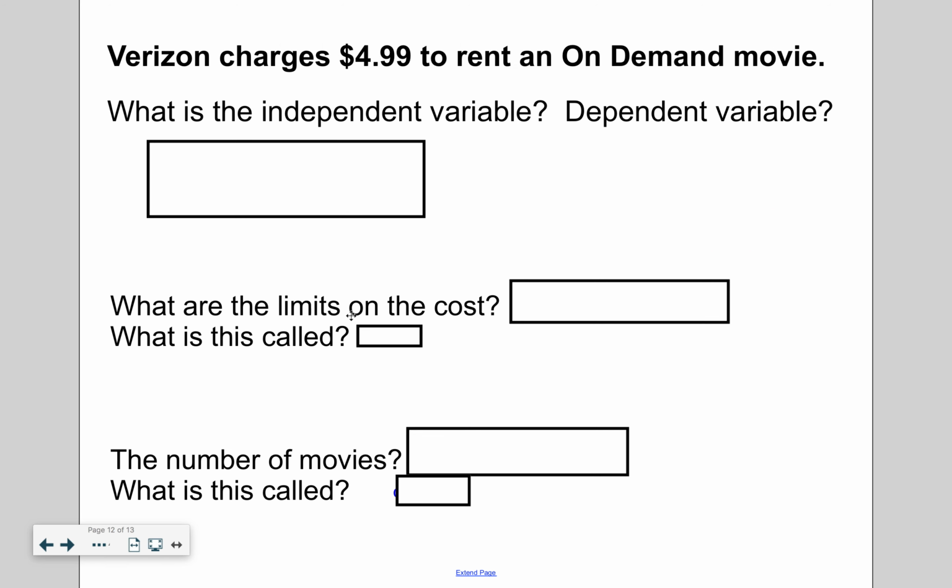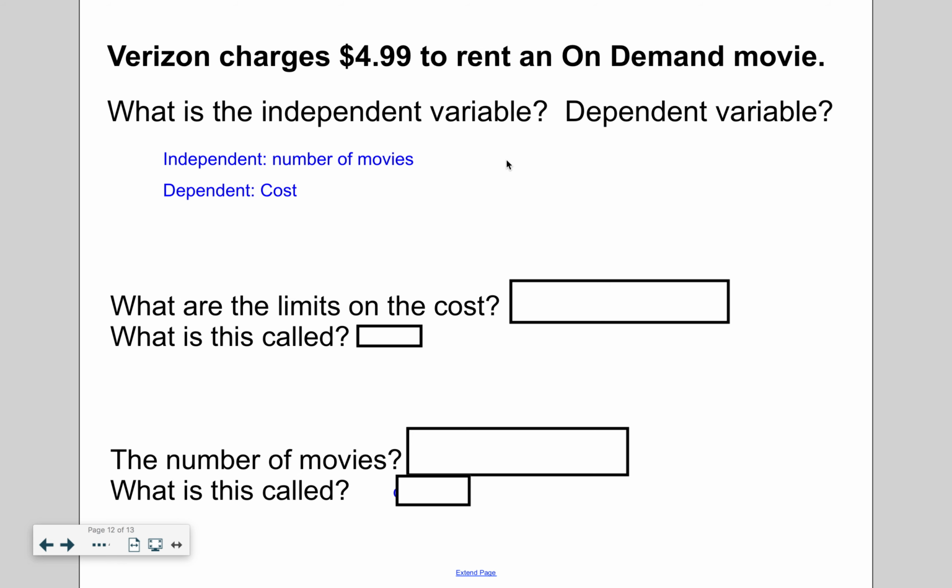All right, now this one is a little different. Verizon charges $4.99 to rent an on-demand movie. What is the independent variable and the dependent variable? Well, I can decide how many movies I want, and the cost on my bill is going to depend on how many movies I rent. What are the limits on the cost? Well, there is a limit of 0 because you know what, maybe I don't want to rent new movies. So I could pay 0 in terms of movies.